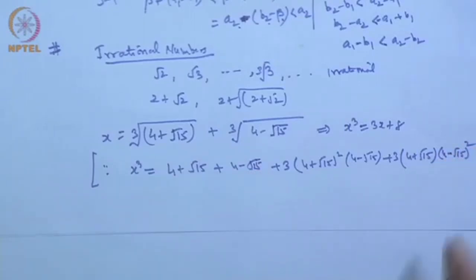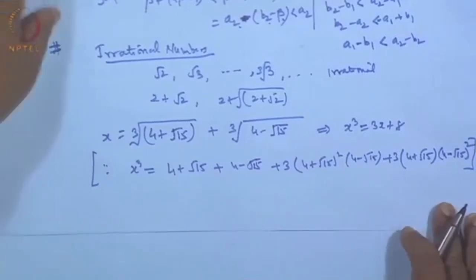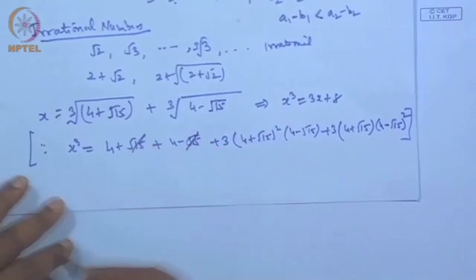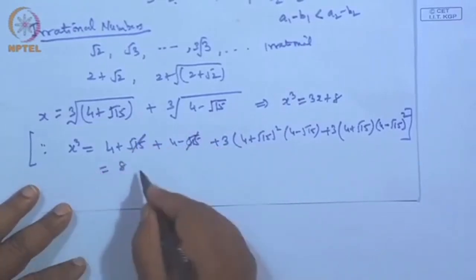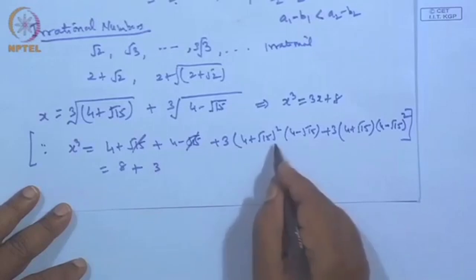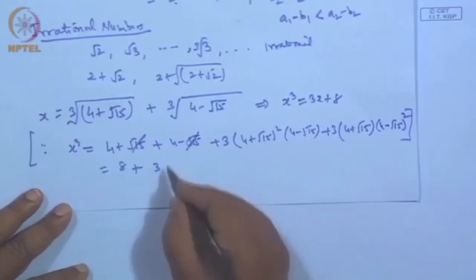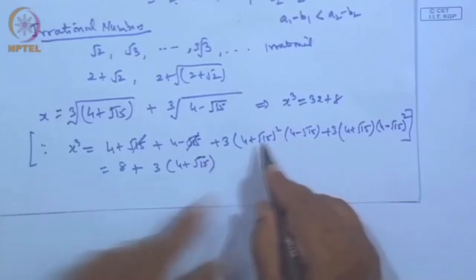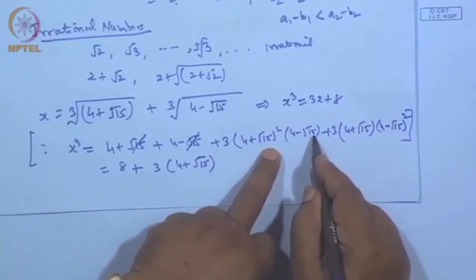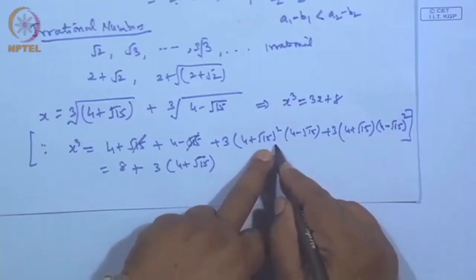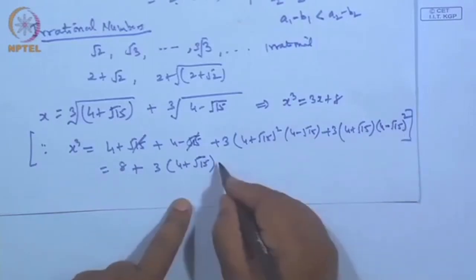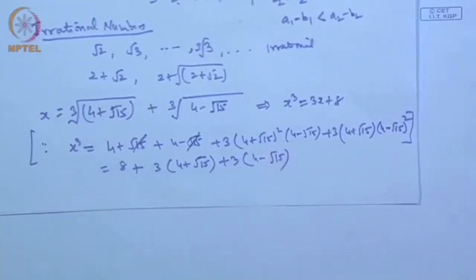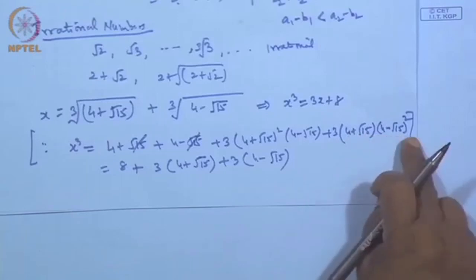Okay. This is the expression for this x cube. Now, this gets cancelled. So what do we get? 8 plus 3 times 4 plus root 15, and then a plus b into a minus b, a square minus b square. So 16 minus 15 is 1, so nothing. Then here is plus 3, 4 minus root 15. Is it okay? I am just combining this a plus b, a minus b, a square minus b square.